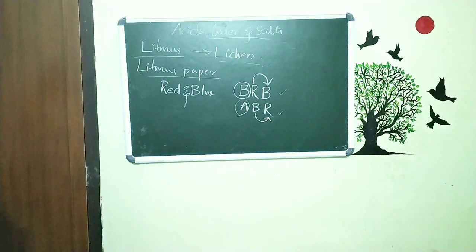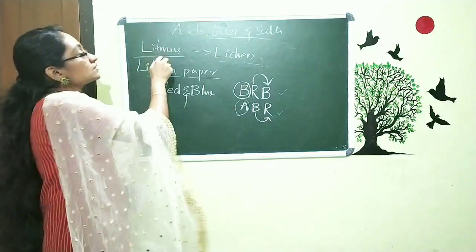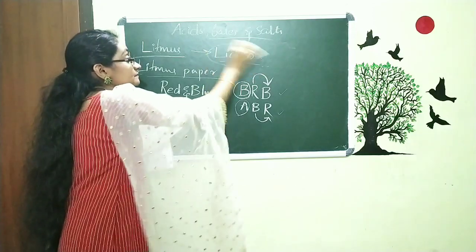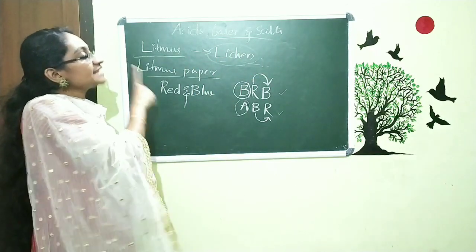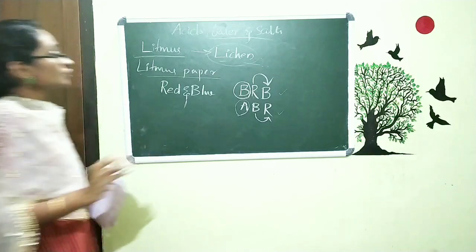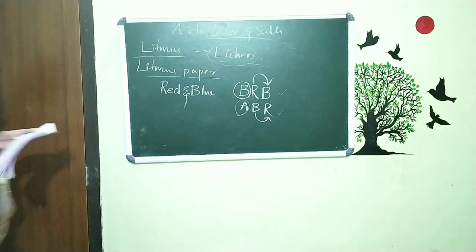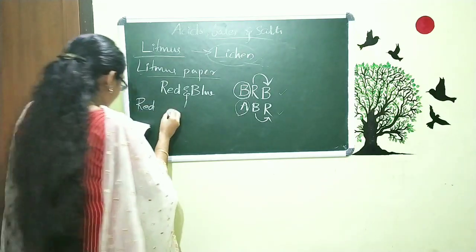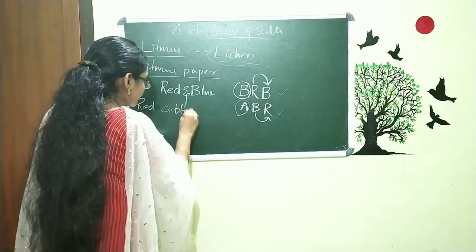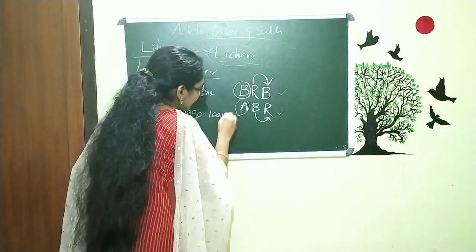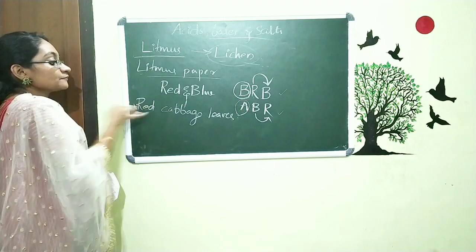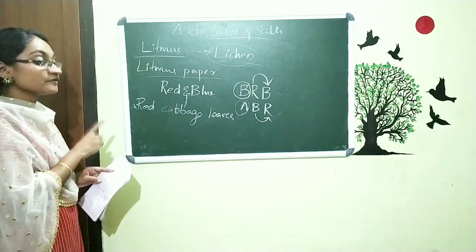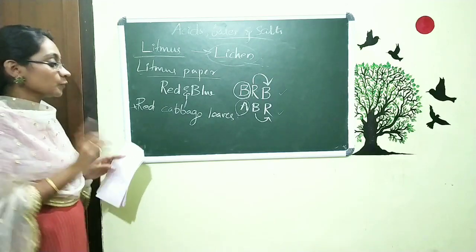This is a type of natural indicator. That means this litmus we made from one natural plant called lichen. So this is one of the natural indicators. Now we are going to study the other types of natural indicators. Red cabbage leaves. This is another type of natural indicator, red cabbage leaves. We are using this to identify whether a particular substance is acid or base.